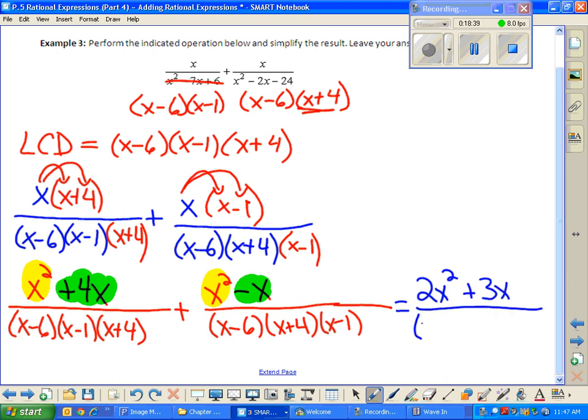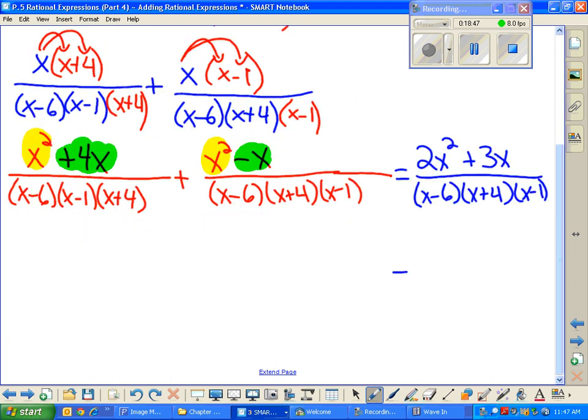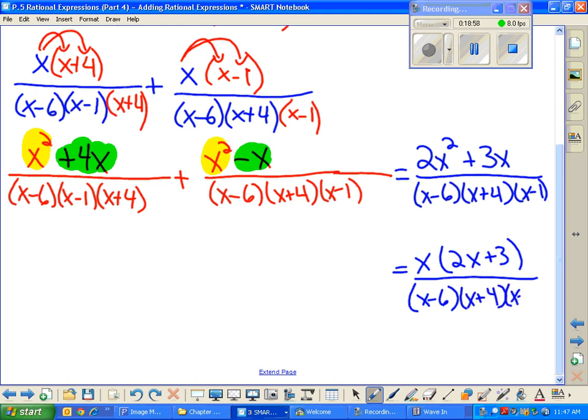You'd have to leave your answer in factored form. That way you reduce it all the way. So take out your x. You're going to have 2x plus 3 over x minus 6, x plus 4, and x minus 1.